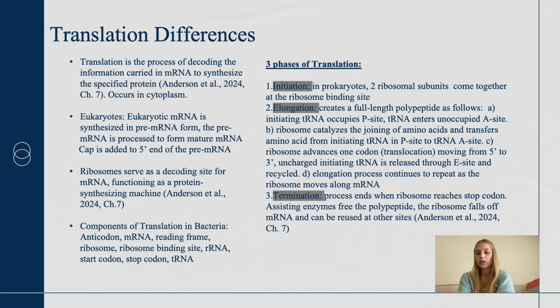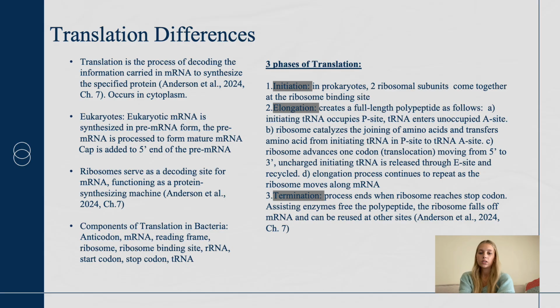First, the initiating transfer RNA occupies the P site of the ribosome. Next, a new transfer RNA carrying an amino acid enters the unoccupied A site of the ribosome, and then the ribosome can catalyze the joining of the amino acids, transferring the growing chain from the tRNA in the P site to the one in the A site. The ribosome shifts forward by 1 codon in the 5' to 3' direction, and that's the translocation process. This causes the uncharged transfer RNA in the P site to move into the E site where it exits and then can be recycled and used again.